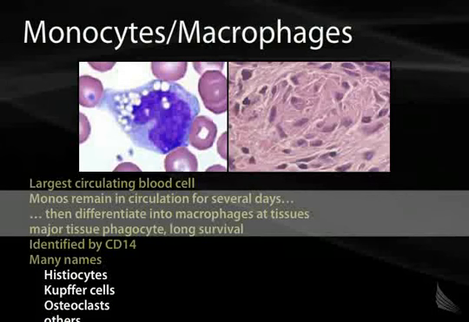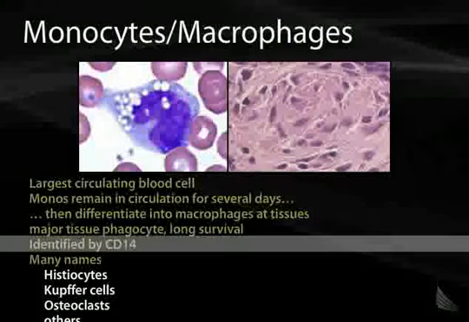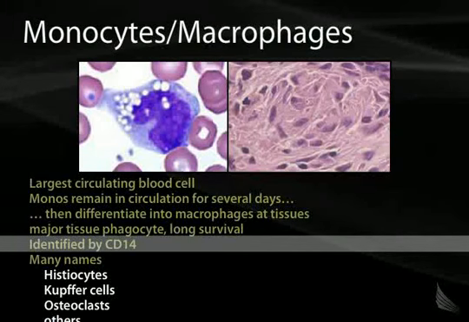And then once it's gone through the blood for a number of days, it will migrate into the tissues. And once they get into the tissues, they change their names to macrophages. They take up residence in whatever tissue they migrate to, and they can live there for a very long time. One of the cell markers that they're known for is the marker CD14. So if you see CD14 on the boards, you should think macrophage.